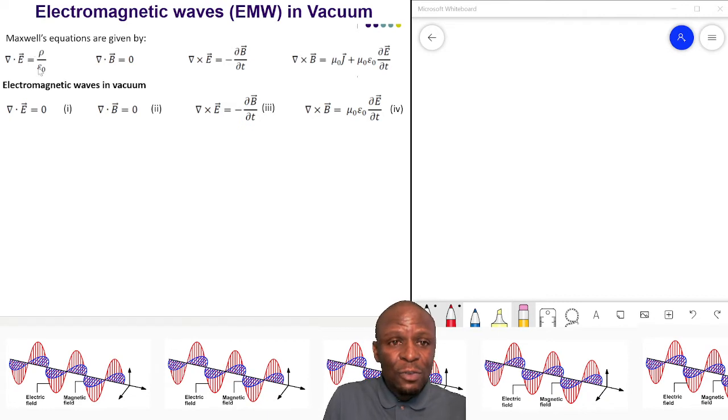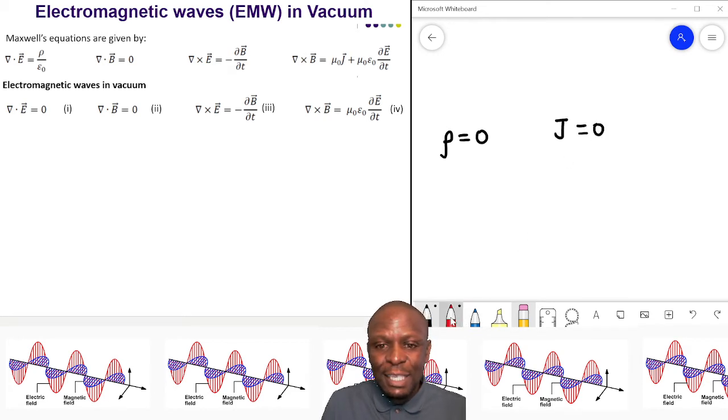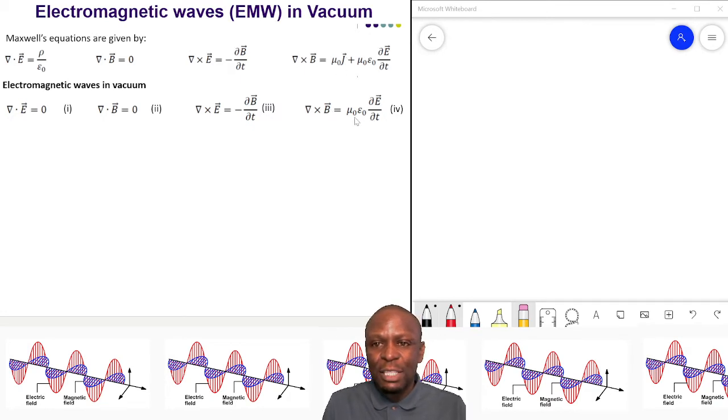In case of vacuum, this equation becomes zero. Why is that the case? Because vacuum is an empty space. Rho is just equal to zero, and the current density is just zero. There's nothing such as charge density, and there's nothing such as current density in free space or in vacuum. So as a result, this one vanishes, and then you end up with this equation, and these two stay the same.